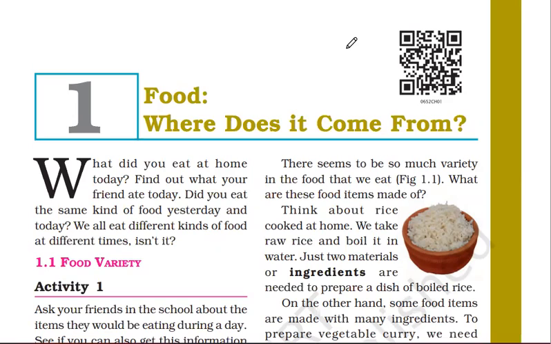So today we are going to deal with chapter 1 of class 6 science, which is food and where does it come from. ठीक है, तो आज हम लोग क्या करने वाले हैं, class 6 का chapter number 1 of science textbook of NCERT, and name of the chapter is food, where does it come from.